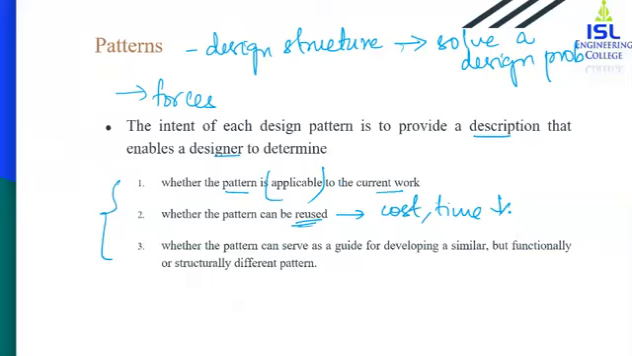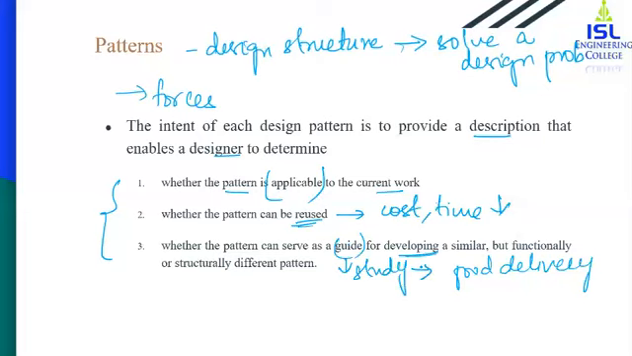Now, if you are implementing a new pattern, you are going to identify whether this pattern can be used somewhere else in the future. So whenever a pattern can be used, you are going to store it accordingly with the details provided. Then the third one is whether the pattern can serve as a guide for developing a similar but functionally or structurally different pattern. Suppose you are designing a food delivery app. There are multiple food delivery apps, and these can be used as a guide to study how this food delivery app was developed.